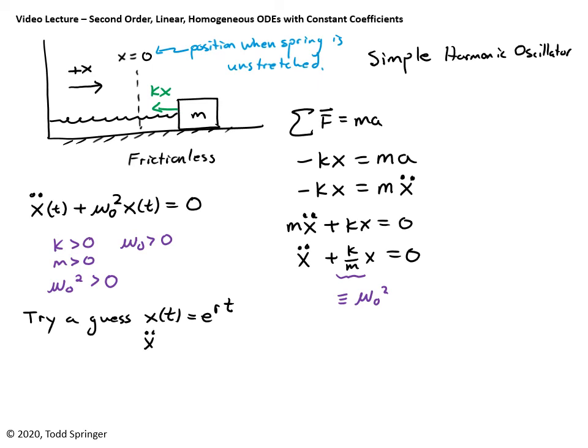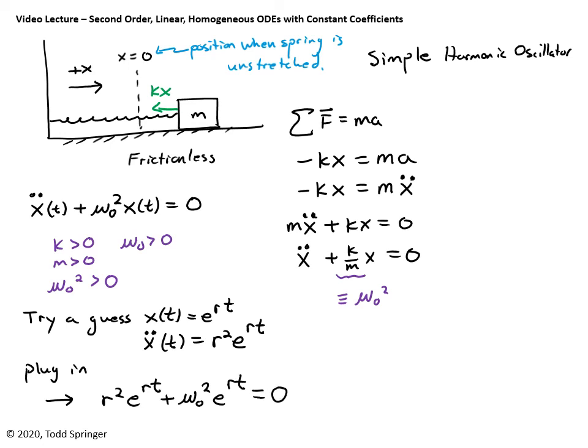x double dot, we have to take the derivative twice. I get r squared from the chain rule, times e to the rt. So plug it in, and what do I get? r squared e to the rt plus omega 0 squared e to the rt equals 0. And as usual, these cancel. And so I get r squared is equal to minus omega 0 squared. And r is equal to plus or minus the square root of minus omega 0 squared.